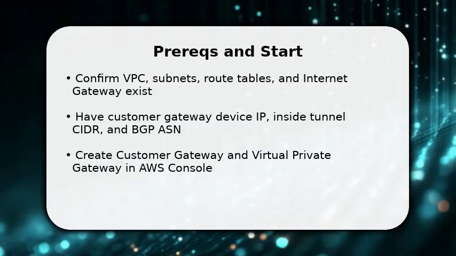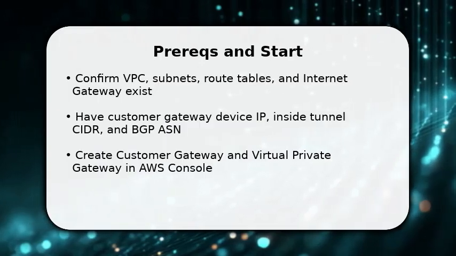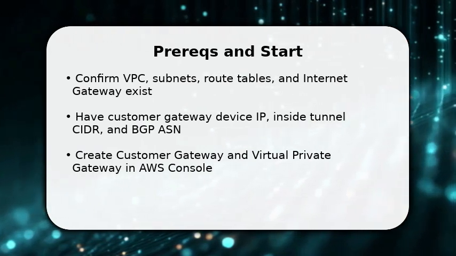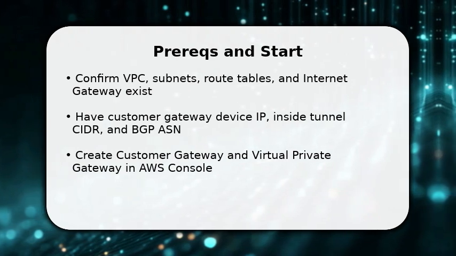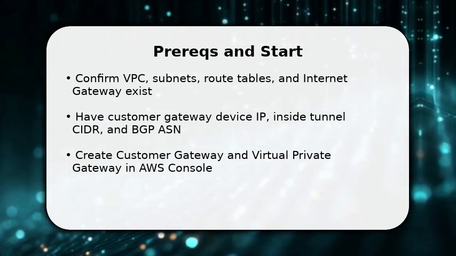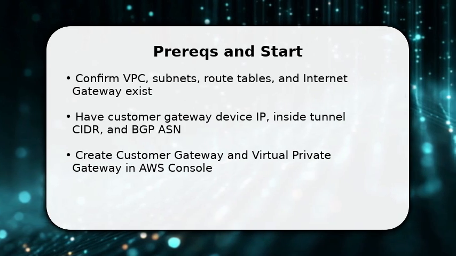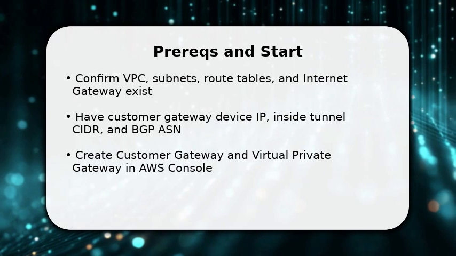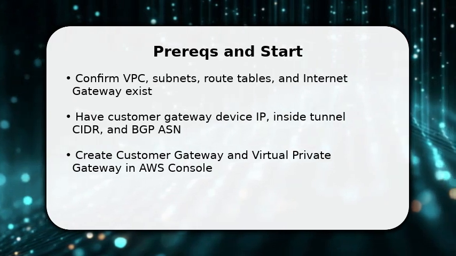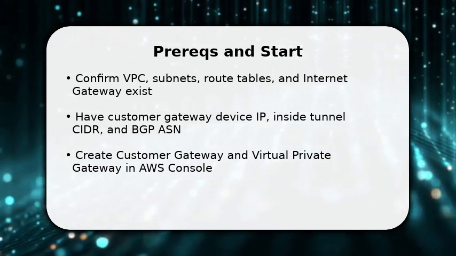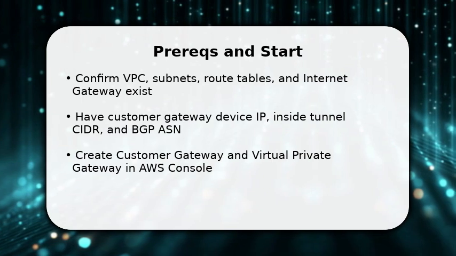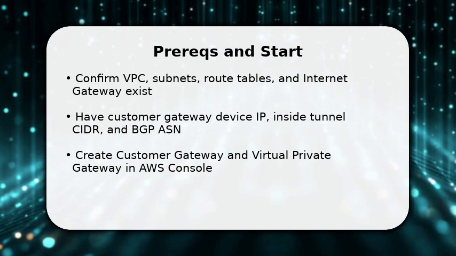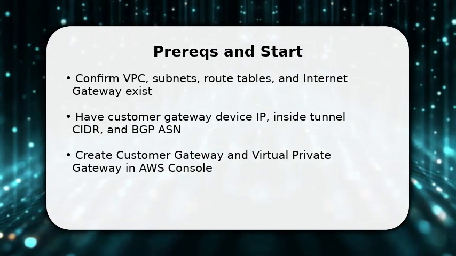You begin by confirming prerequisites: a VPC with subnets and route tables, a reachable public IP for your on-prem router, and the inside tunnel subnet you will use. Create a customer gateway resource using your on-prem public IP. This tells AWS where to expect the connection. Then attach or create a virtual private gateway and attach it to the VPC. Once done, you have the AWS endpoints ready and can start the VPN connection resource creation.